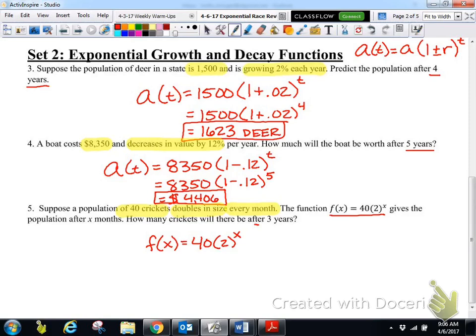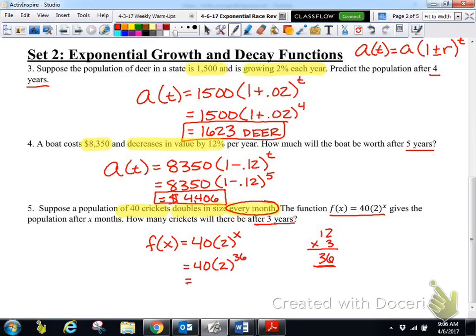But notice how it says after 3 years. Well, if this says every month and this says after 3 years, we have to determine how many months are in 3 years. So that's simply 12 months in each year, so times 3 years, and that gives us 36. So 36 is going to be our x value. And so I get 40 times 2 raised to the 36th.